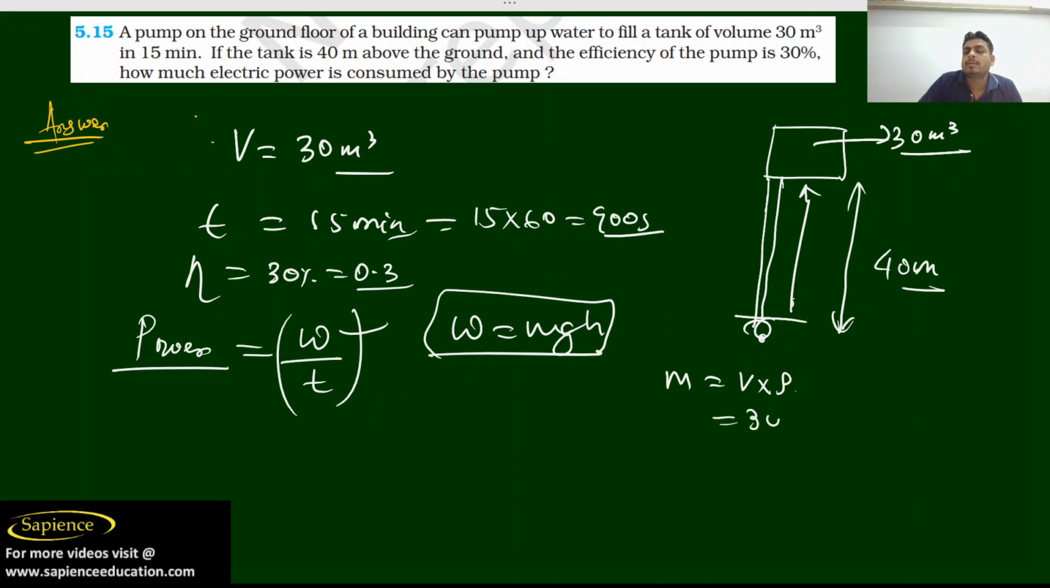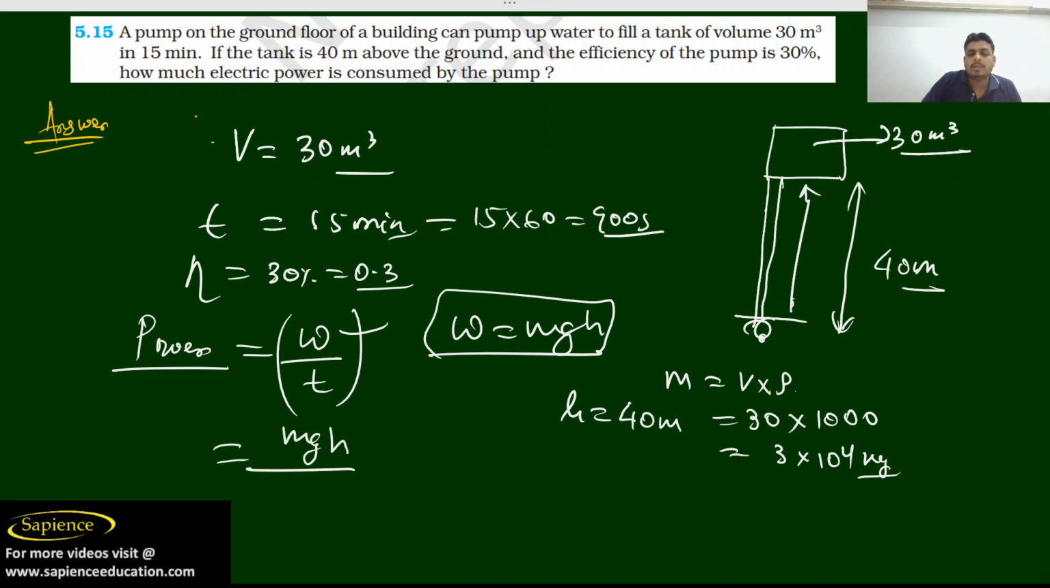So what is the volume of the water? It is 30 meter cube, and the density of water is 1000. So definitely 3 into 10 power 4 kg. So you have got the mass, and the height for which it travels is 40 meter. So can we write power is equal to mgh by t? Mass is 3 into 10 power 4, into g value 10, into height 40, divided by time 900. By using this you will get the power.